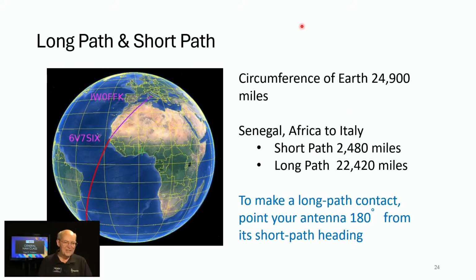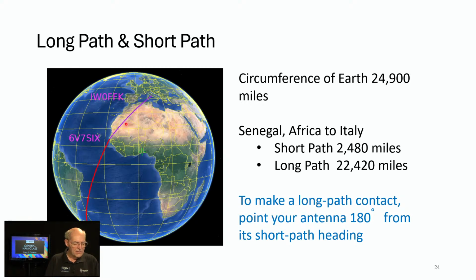Concept of long path and short path. This is interesting. So we said before the circumference of the Earth is about 25,000 miles. We're going to talk about Senegal, Africa to Italy. Now the distance between these two stations on the surface of the Earth is about 2,480 miles. Now if we're talking about beam antennas and you reverse your beam to 180 degrees away from the person you're talking to, the signal will go all the way around the Earth the other way and reach that person, maybe if conditions are right.